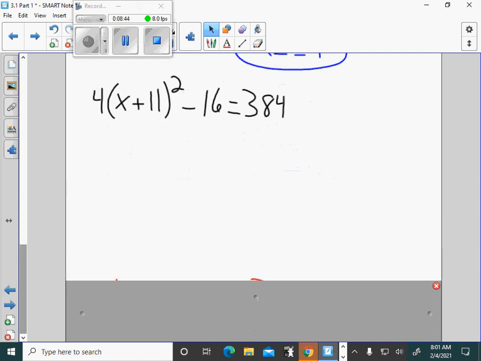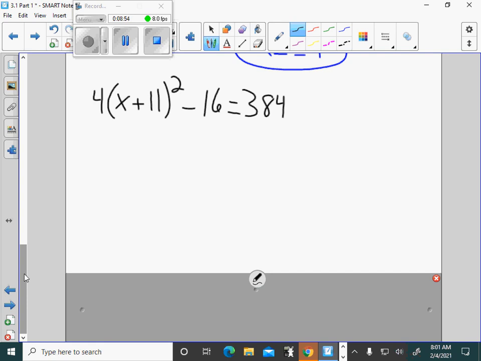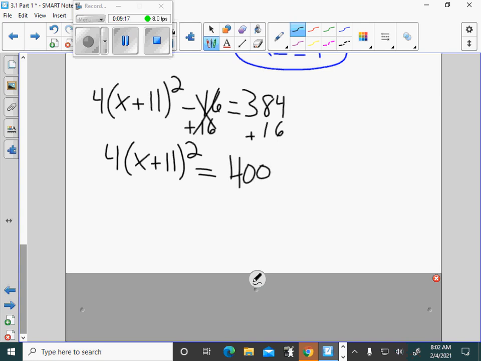I think we have 2 left here. Yep, 2 left. This one. We could divide by 4, or we could add the 16. I'm going to add the 16 just to get that out of the way. I'm left with 4 times x plus 11, that's going to be squared, is equal to 384 plus 16. That's 400.